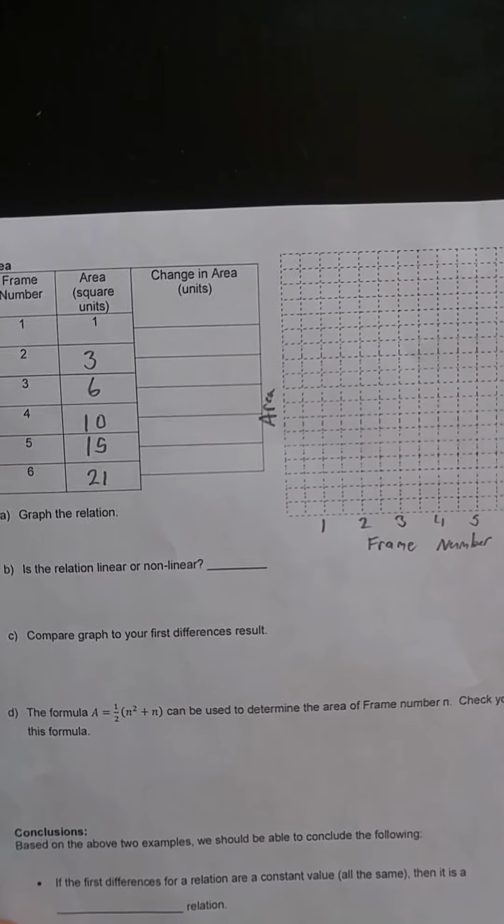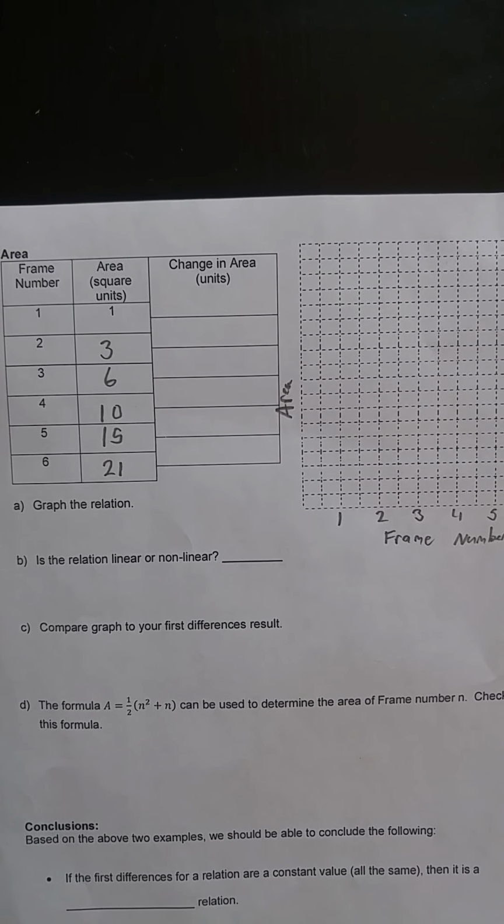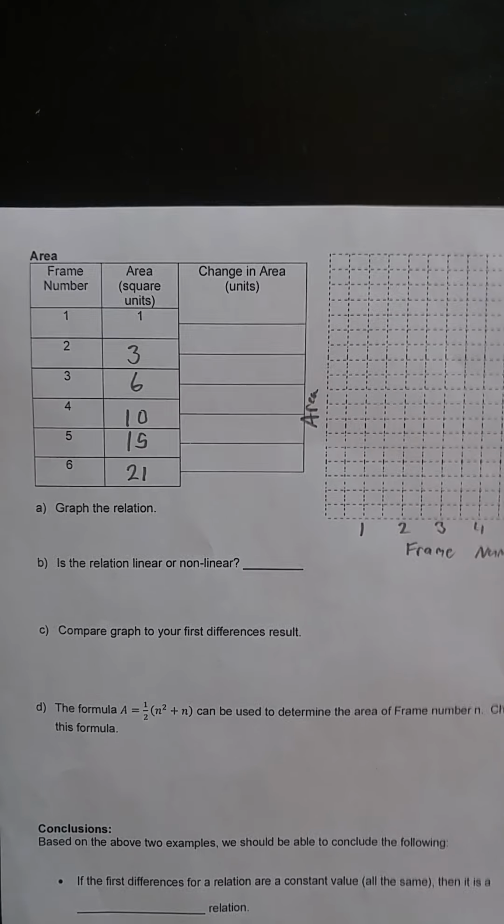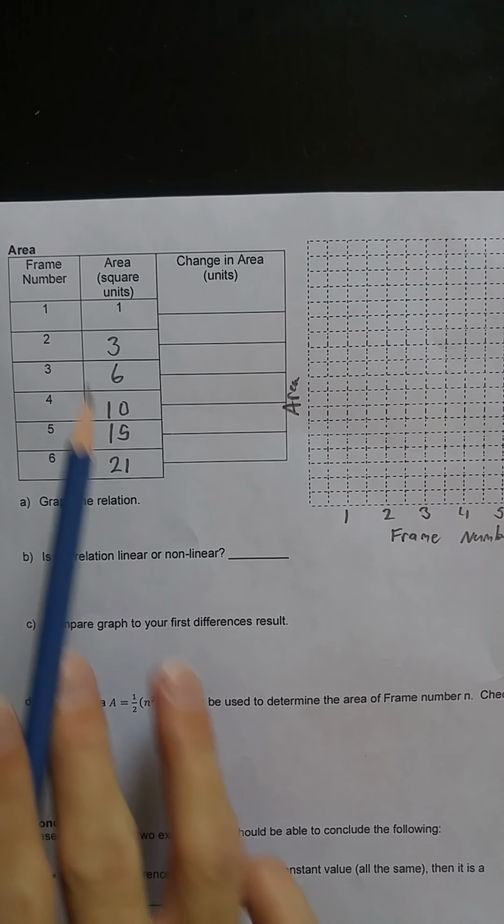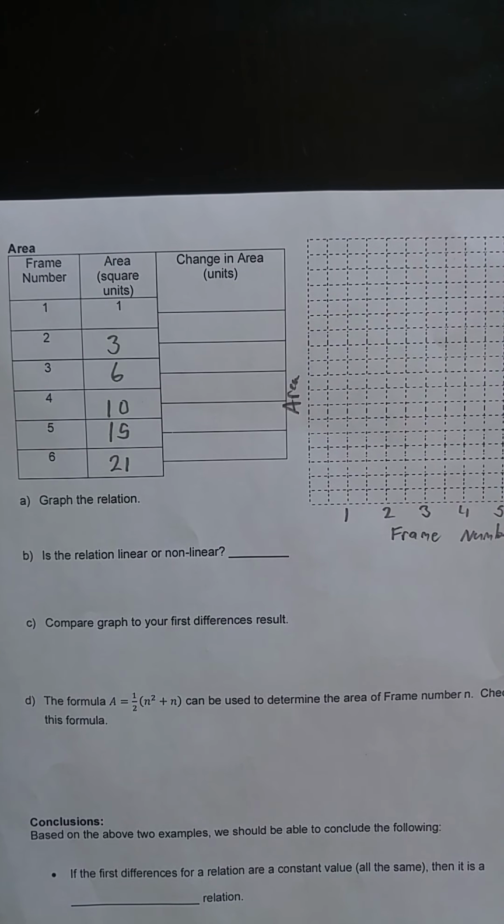Okay, next page. I filled in a bit from this page. So we're using that same square pattern. And this is the areas we should have got. 1, 3, 6, 10, 15, 21. So we can see a slightly different pattern.